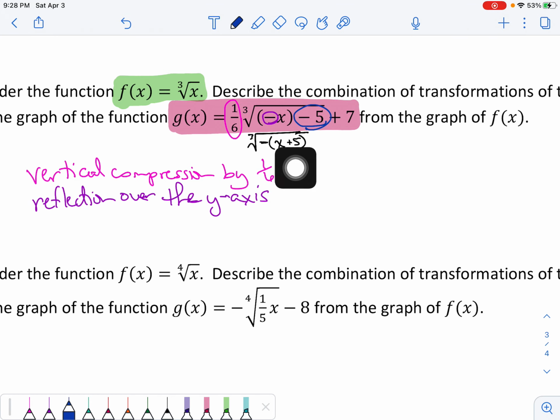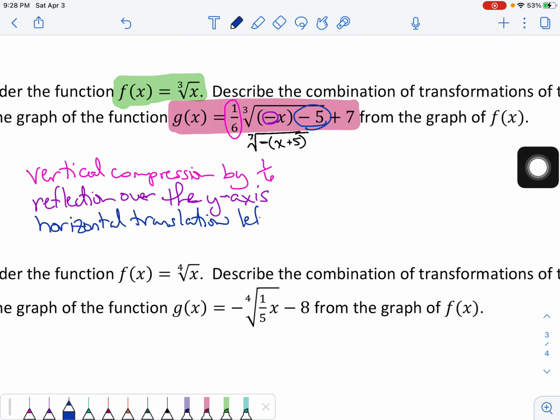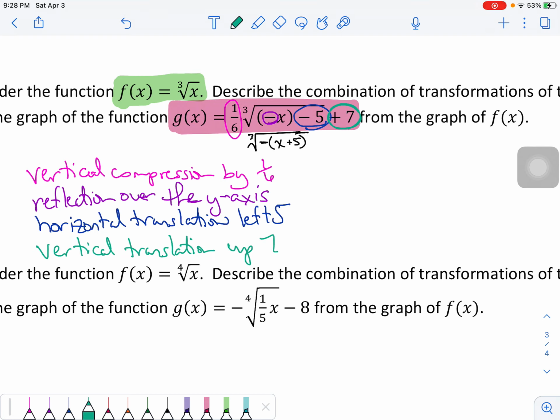Now inside here, next to the x, it says plus 5, so that's going to be a horizontal translation. Now, I know it says plus 5 here, but because it says plus 5, it actually means it's moving to the left 5 units. And then the last piece, and this is a straightforward one, is the plus 7 at the end. That is a vertical translation. Plus 7 is going to go up 7 units.